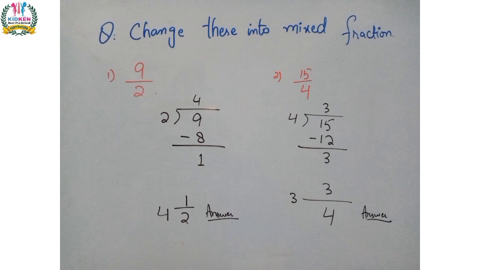So we can write 4 in the answer box and 8 as the subtraction value. So we subtract 8 from 9. So our remainder is 1. So we write this as a mixed fraction: the remainder becomes the numerator, the denominator remains the denominator, and the answer is the whole number.